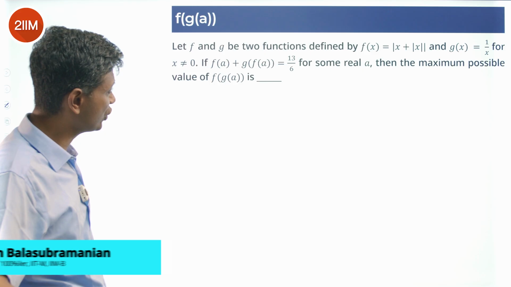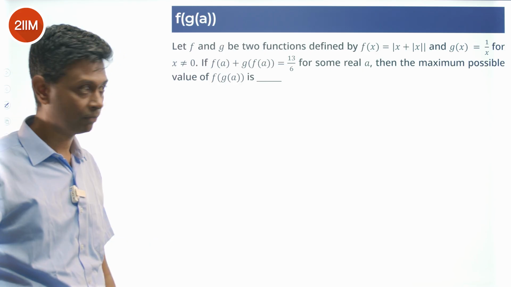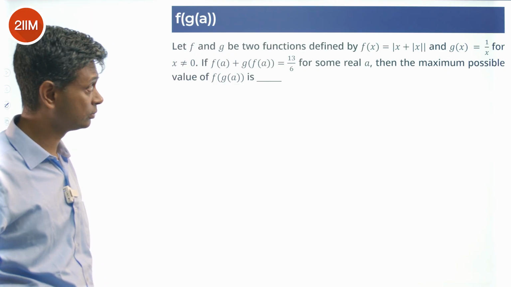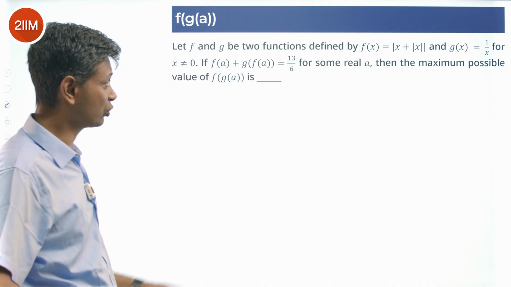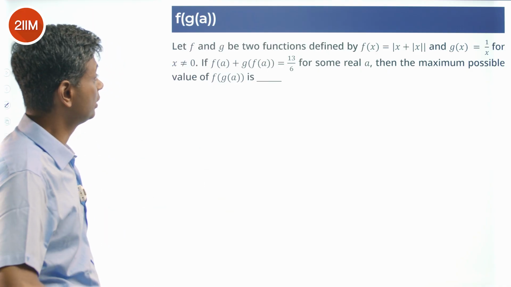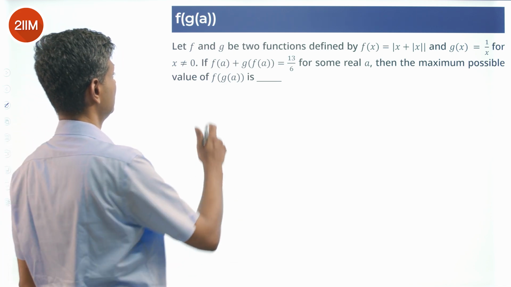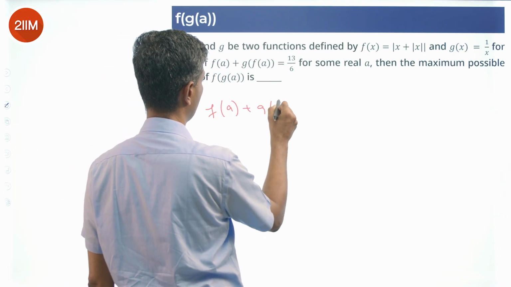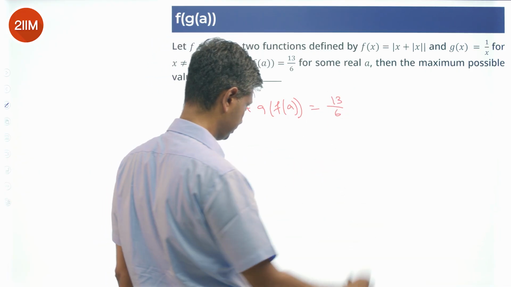Let f and g be two functions defined by f of x equal to modulus of x plus mod x, and g of x equal to 1 by x for x not equal to 0. If f of a plus g of f of a is 13 by 6 for some real a, then what is the maximum possible value of f of g of a? So, f of a plus g of f of a equal to 13 by 6.